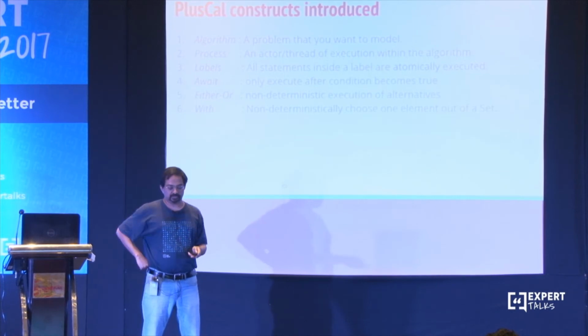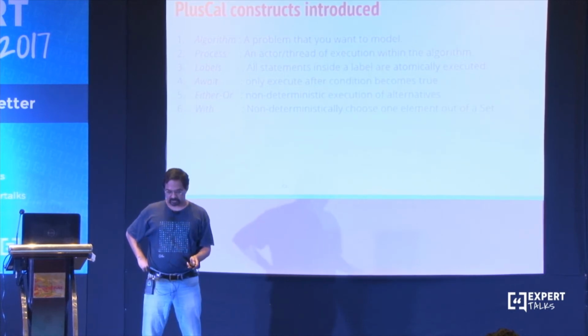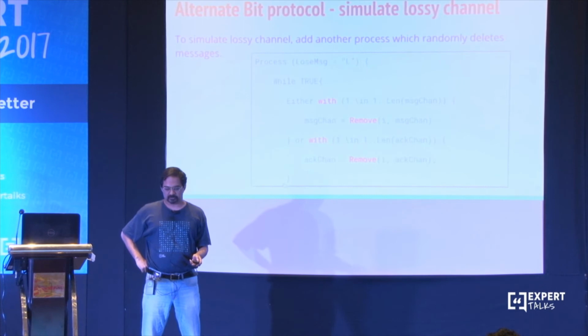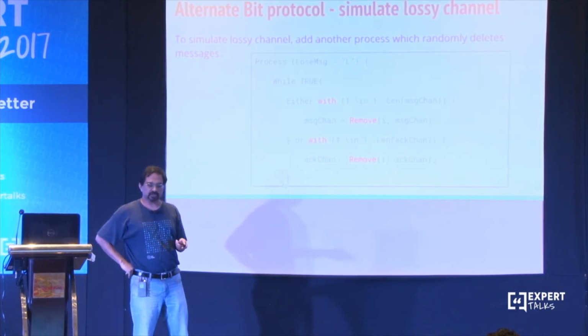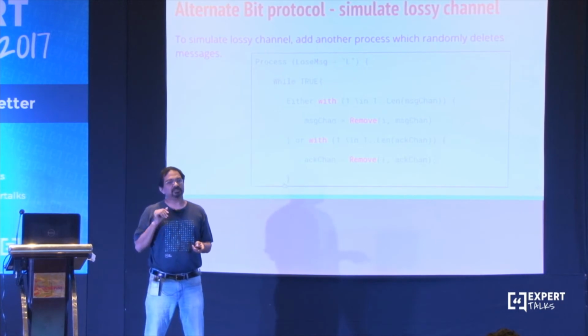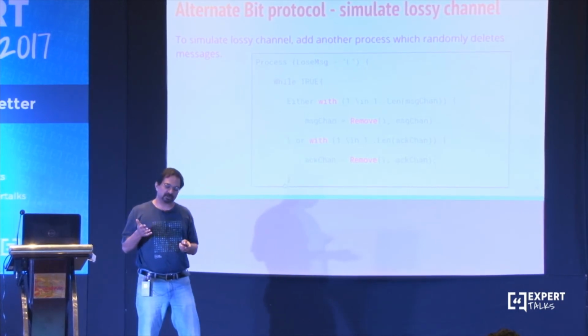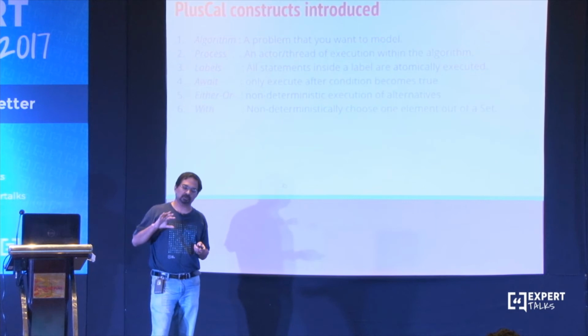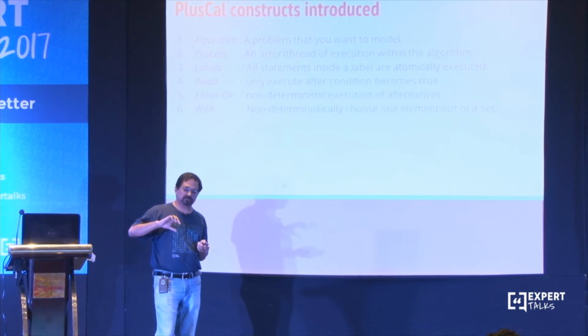And then I use the with keyword, which is right here, to randomly choose one element out of a set. So at line number 3 and line number 5, I use the with keyword. These are the basic keywords. There's lots of other stuff that I've ignored, but if you just focus on these things, you can write a simple PlusCal program. You don't need to know a lot of the math behind TLA plus; the system takes care of it.